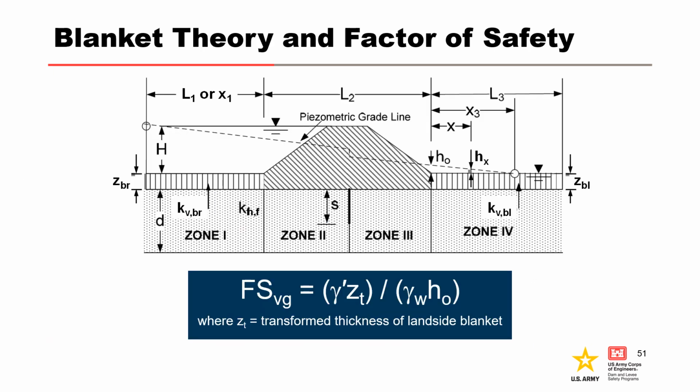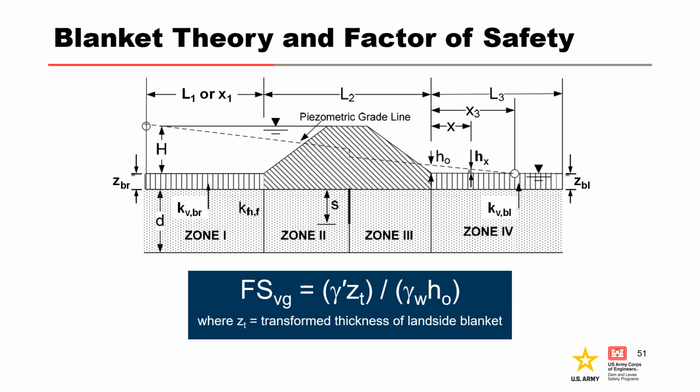The vertical effective stress factor of safety should be used in the assessment of underseepage. The vertical effective stress factor of safety is defined as the vertical effective stress that can be developed in the soil divided by the excess pore pressure causing seepage through the soil. This equation is commonly rewritten as the critical vertical seepage exit gradient divided by the vertical seepage exit gradient.